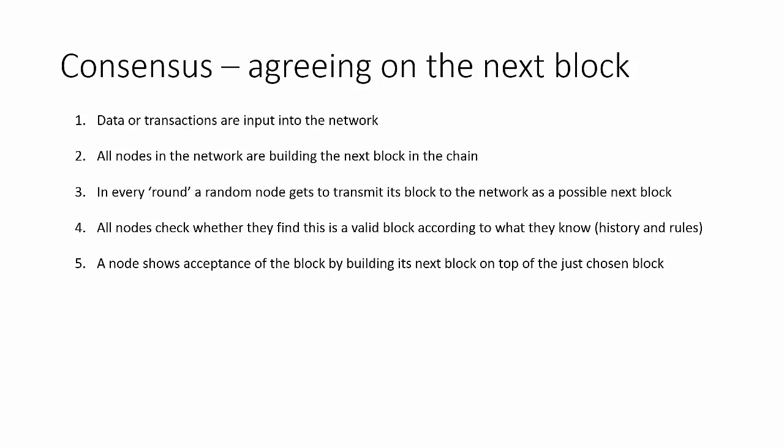And the process continues at step 2, while step 1 continues all the time to input new data into the network. Part of the rules is that the longest continuous chain of blocks is called the consensus chain and represents the single source of truth.